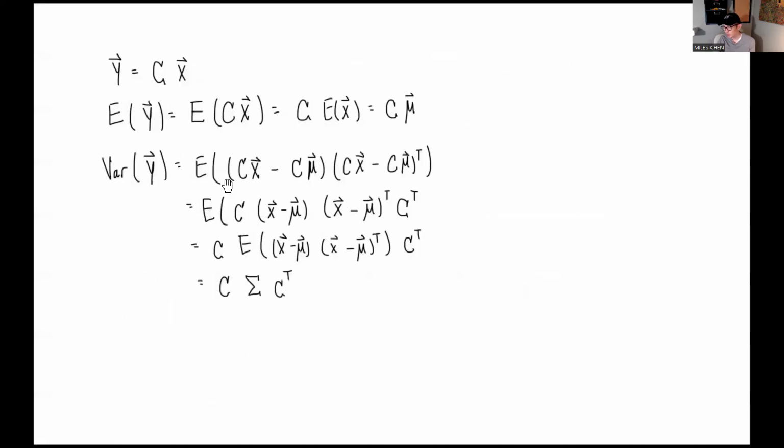What is the variance of Y? The variance of Y is the expected value of Y minus its expected value, times Y minus its expected value, transposed. If you go through it, you will see that you can factor out the C's, and you'll get C times the expected value of X minus mu times X minus mu transpose, times C transpose. The expected value of that is just the definition of sigma. And so you get C sigma C transpose.